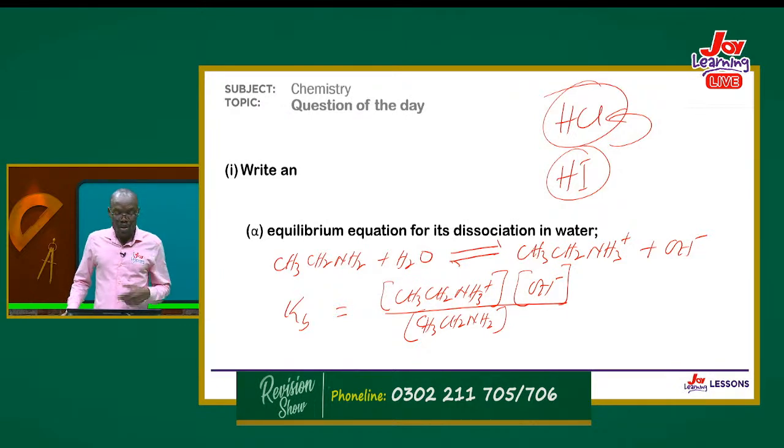Sometimes the question will specify that this particular substance is a weak acid, a weak base, and so on and so forth. Then you know how to handle it in the examination setting. Is that okay?